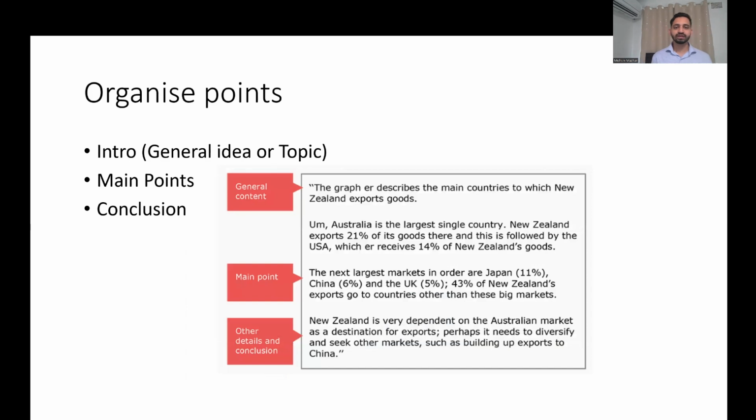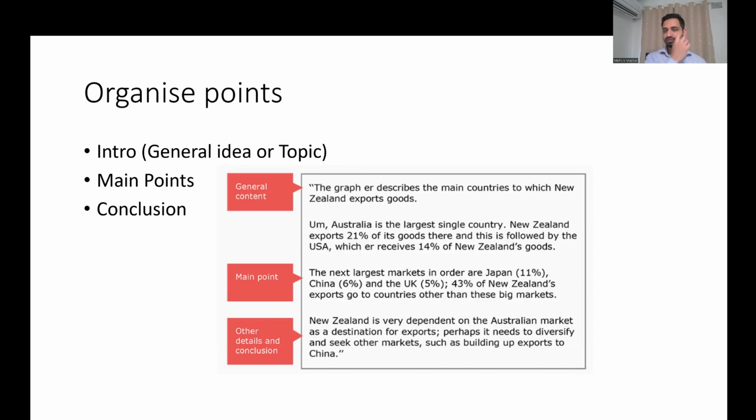So if I look at organizing points, in terms of introduction, general point and idea, what is the general point and idea? We looked at a graph before, and it was a pie chart, which was New Zealand export goods. That's the general topic, right? So when I'm speaking, I will introduce the topic first. I will say, the graph describes, and then a little bit of a pause there. The graph describes the main countries to which New Zealand exports goods.